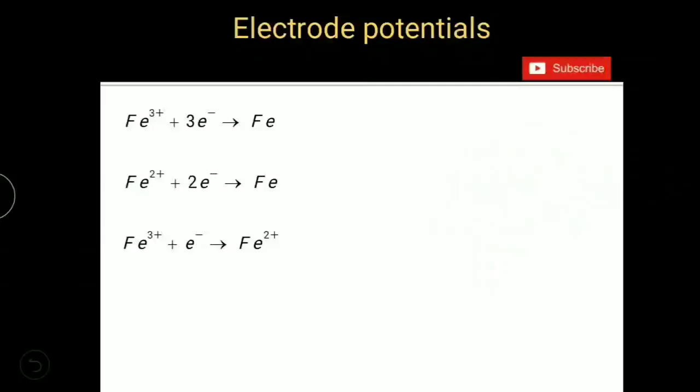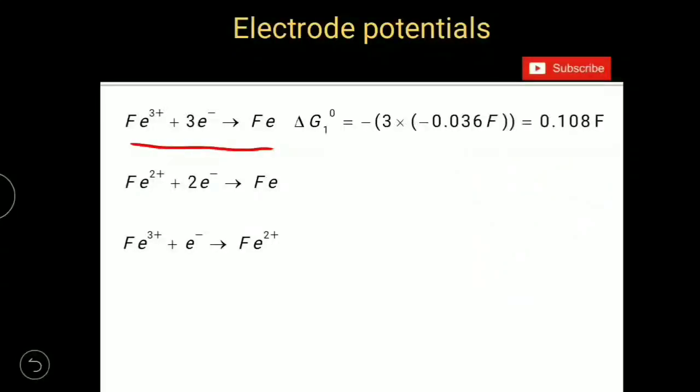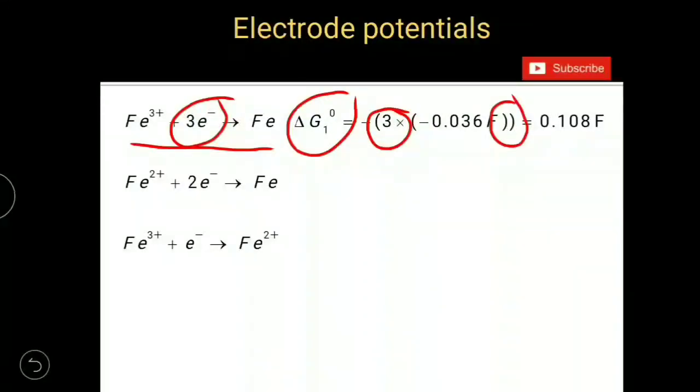For the conversion of Fe3+ into Fe, let us take the Gibbs energy change as delta G1 naught, which is equal to minus NF E naught, where N is the number of moles of electrons involved in the reaction. 3 moles of electrons got involved. F is anyway Faraday, and its E naught value is -0.036. So overall, the delta G naught value of the first equation is 0.108 Faradays.